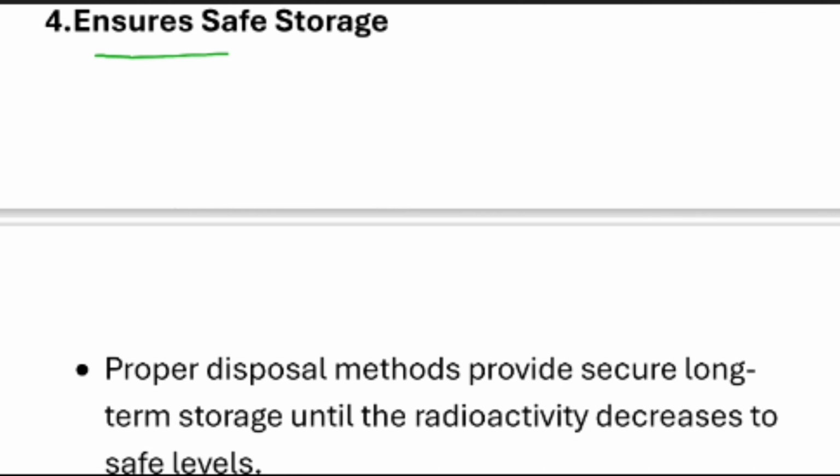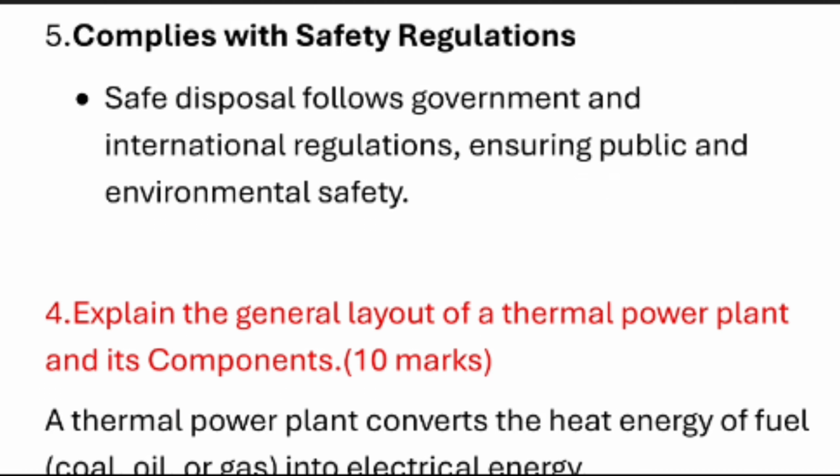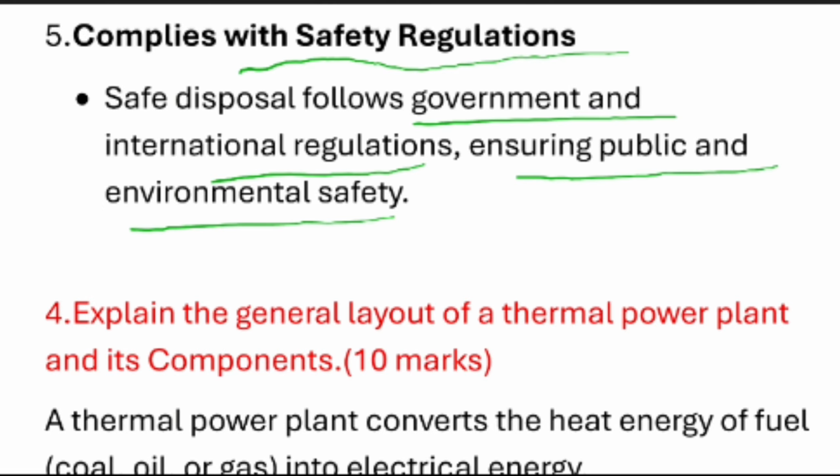And next is to ensure safe storage. Whenever we dispose of nuclear waste, we have to use some method to store the materials and reduce their radioactivity to a safe level. Next is compliance with safety regulations, which means whenever you dispose of waste, you have to follow government and international regulations to ensure public and environmental safety.